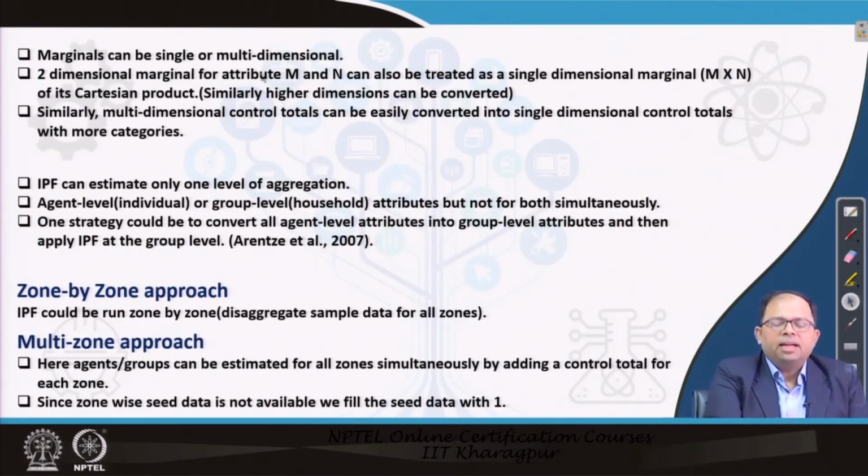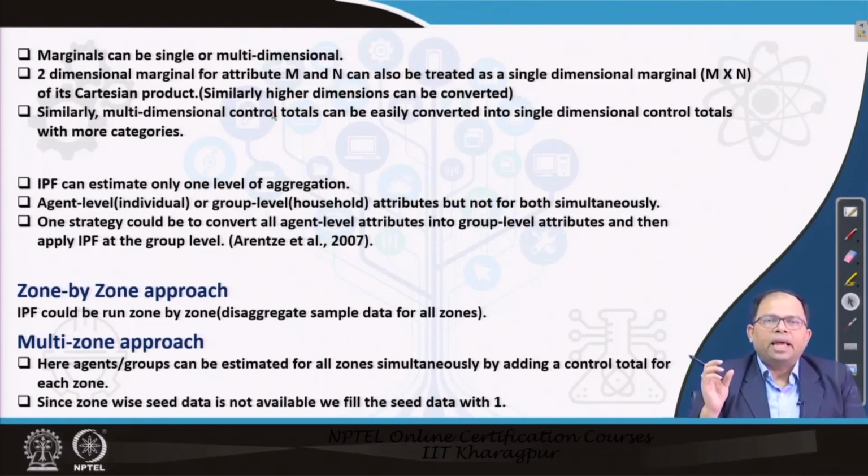So, marginals could be single dimension or multidimensional, or a 2-dimensional marginal for attributes m and n can also be treated as a single dimensional marginal, that means m into n, a Cartesian product. Similarly, higher dimensions can also be converted. What it means is, if I have age group and car ownership, we can have a new group like an individual with age group and car ownership. That together, m into n, becomes one group.